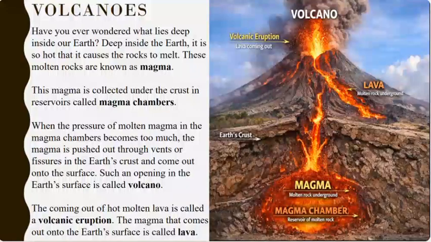Deep inside the earth, it's so hot that rocks melt to form magma. This magma collects in chambers beneath the crust. When pressure builds up, the magma is pushed out through vents or fissures, creating a volcano. The eruption of hot molten lava is called a volcanic eruption, and the magma that reaches the surface is called lava.